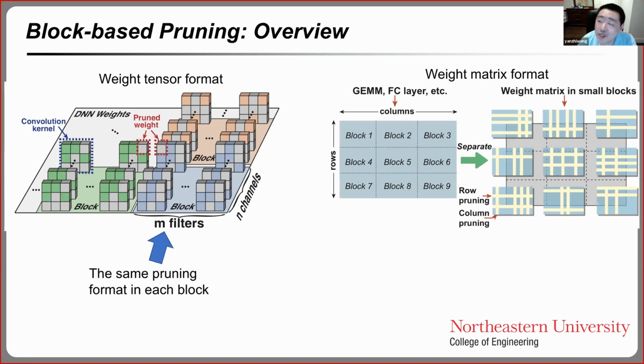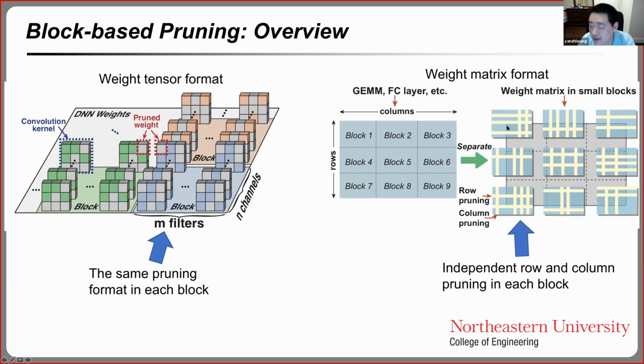In the weight matrix format, for this weight matrix, we're going to divide it into different blocks. And for each block, we're going to apply independent row and column pruning here. Those rows and columns are pruned, and the remaining weights form a small weight matrix. So this is independent row and column pruning. We prove that these two are equivalent. For the convolutional layers, they are equivalent.